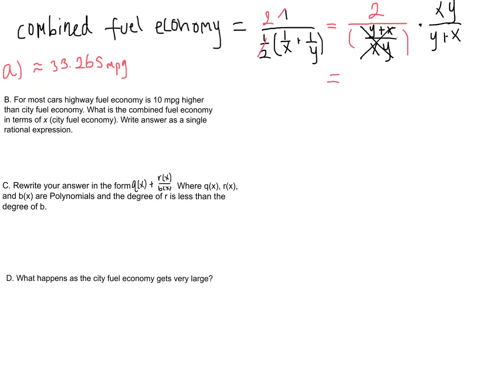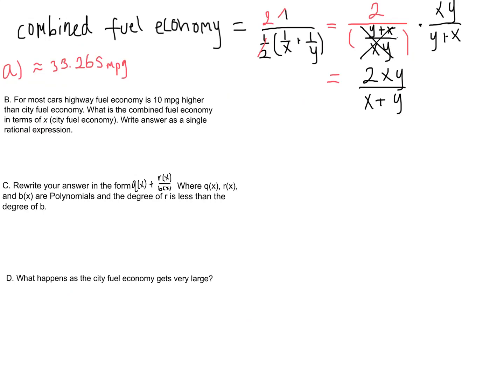And so my final equation, I have 2 times xy divided by x plus y. Okay? So this is the combined fuel economy, and what I encourage you to do is test it out. Imagine that x was 29 and y is 39. Go ahead and plug it in and see what you get.